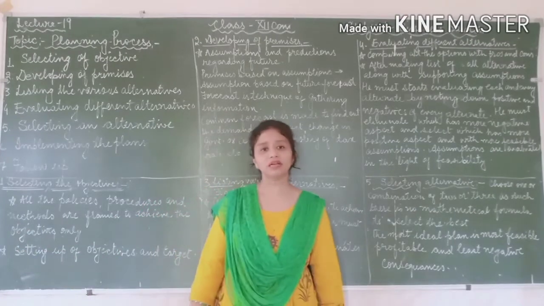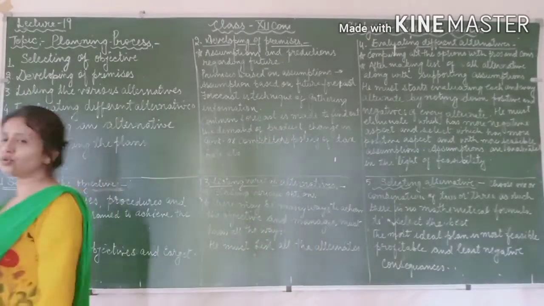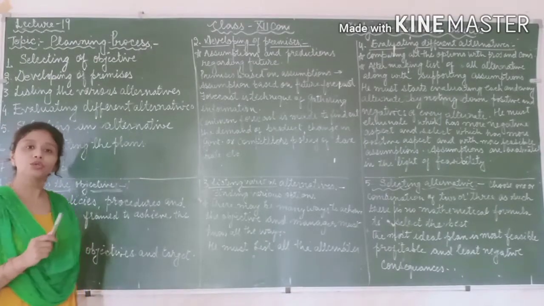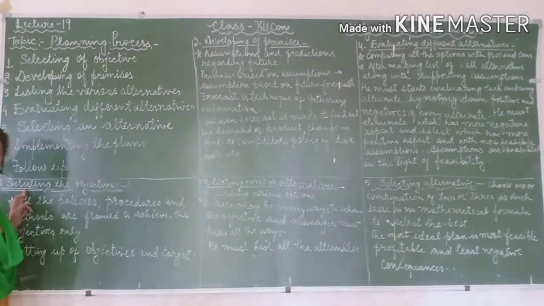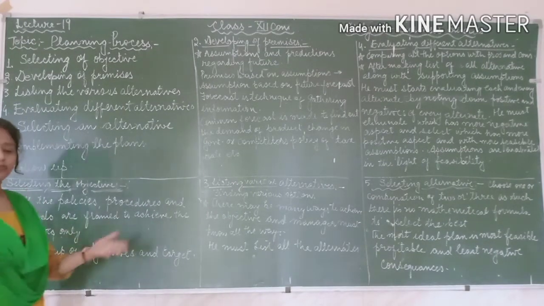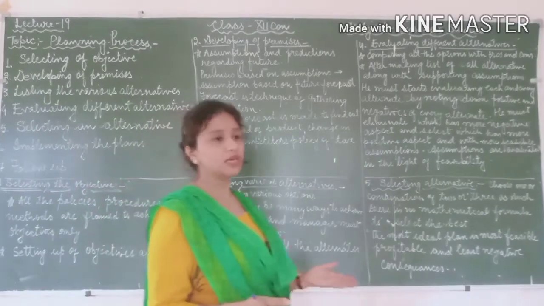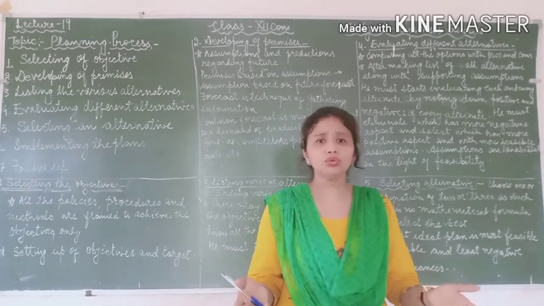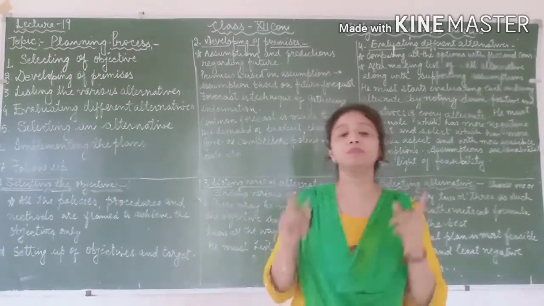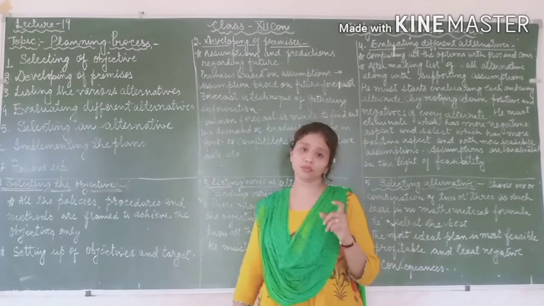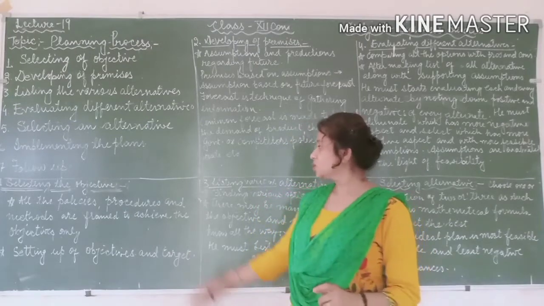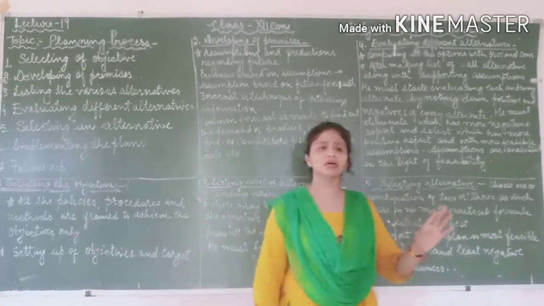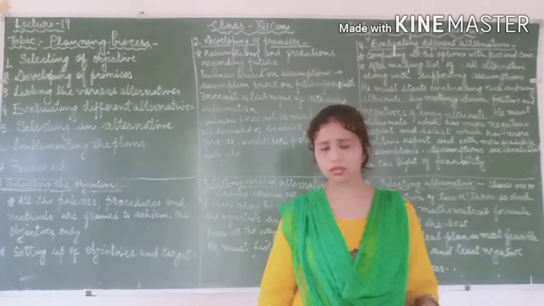Now one by one we will do it. The very first point in your planning process is selecting the objective. As I previously explained, what do you mean by objective? If there is no objective, there is nothing to do. The presence of the objective is very important in the planning process. Nothing else has any importance if you do not have an objective.